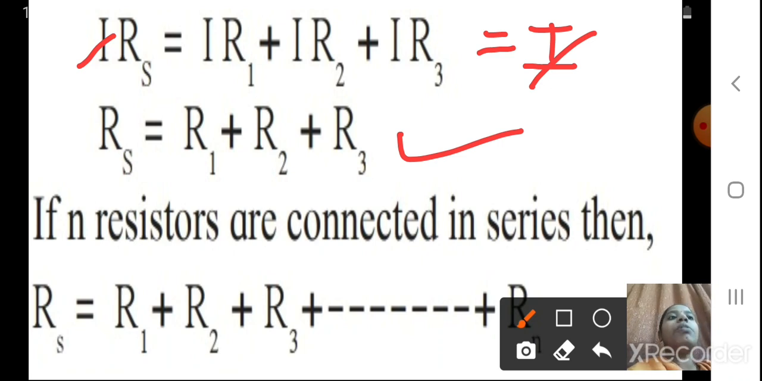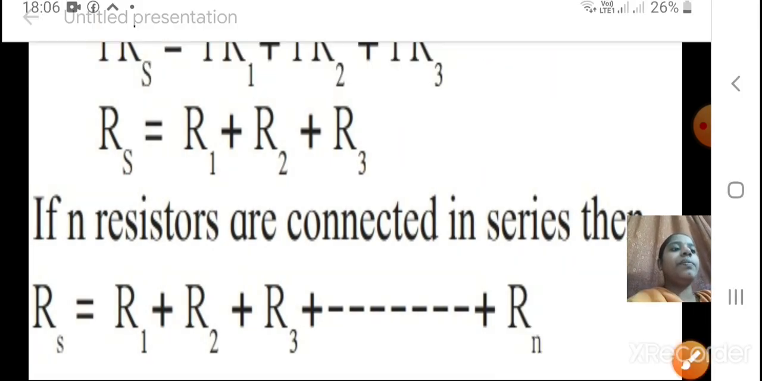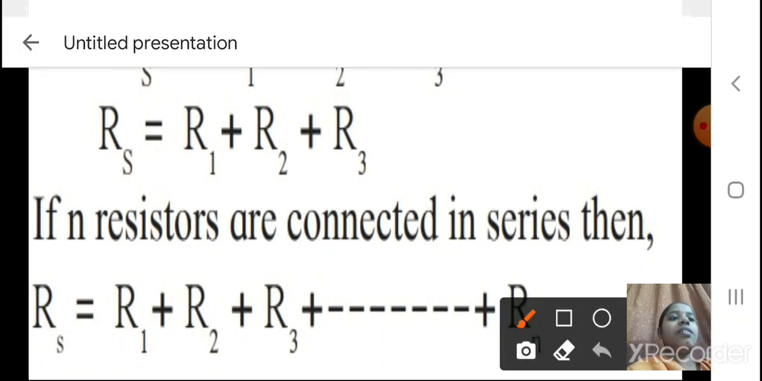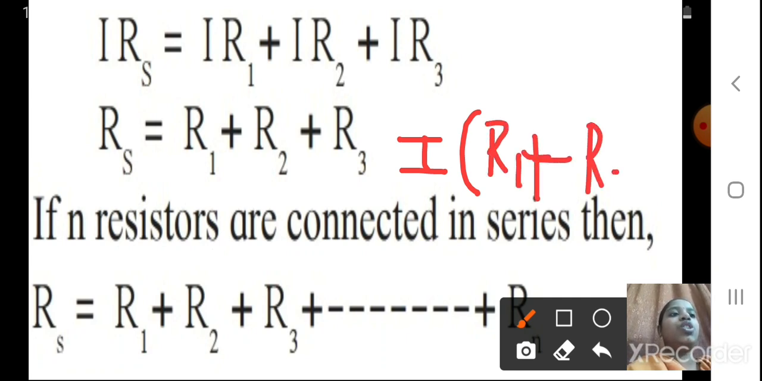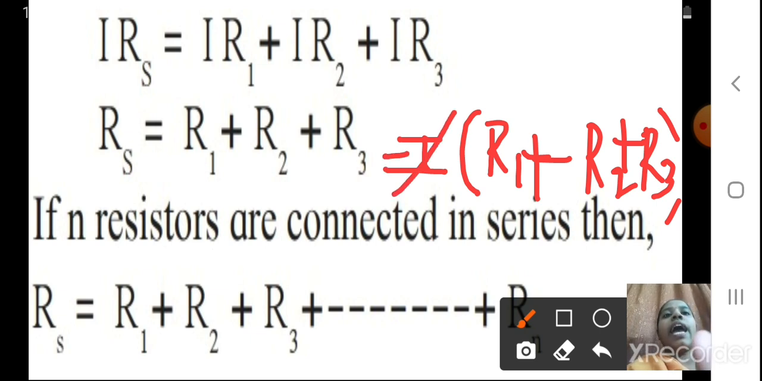Here, I am taking I common out, and in the bracket I'll show you. I can take I common, and in the bracket I can write R1 plus R2 plus R3. My bracket is closed. So this I on one side and this I on the other side can get cancelled out. So what is remaining? RS is remaining, and R1 plus R2 plus R3. I hope now it is clear to you.